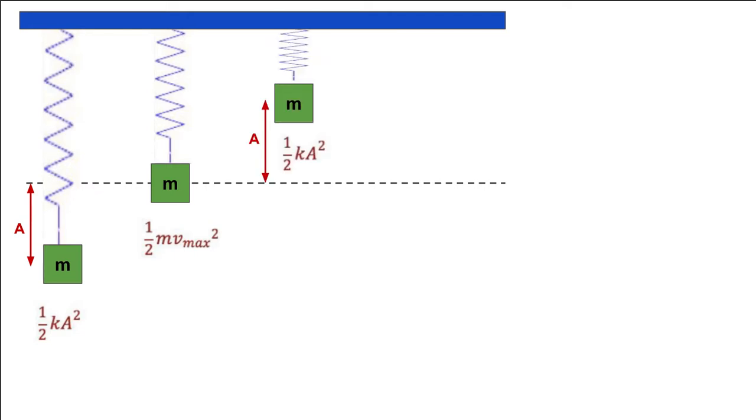It would reach a highest point that would be symmetrically placed above the equilibrium point compared to where we originally pulled it down. And again, it would have all elastic potential energy at that point. And then at any point along the way between this maximum height and this lowest height, the system would have two kinds of energy, both kinetic and elastic potential energy.